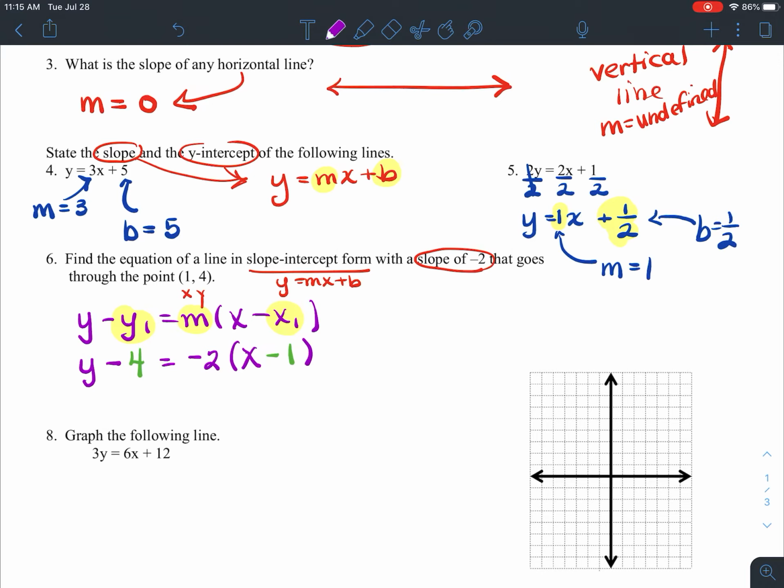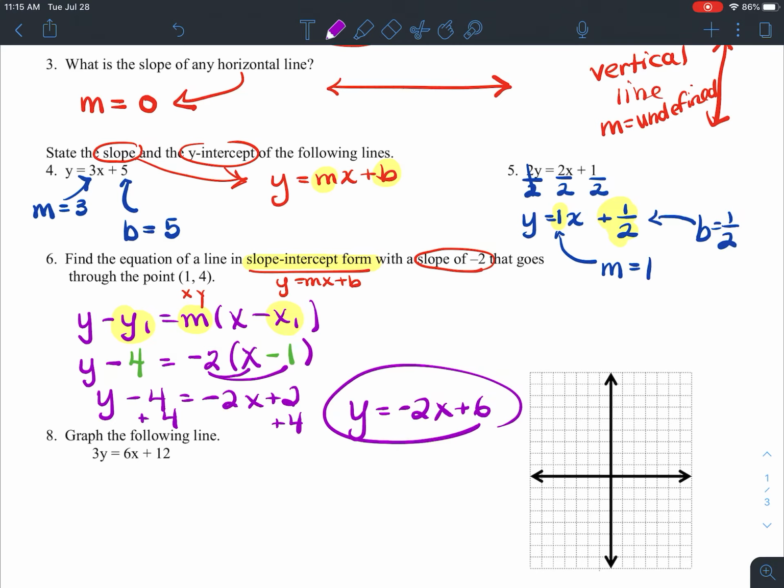Now, the ultimate question is we want to rearrange this in slope-intercept form. So once we do this initial substitution, then we just need to finish distributing the -2, okay? And then we need to get the y by itself. We're going to bring that 4 over, and we would have as our answer y equals -2x plus 6, okay?